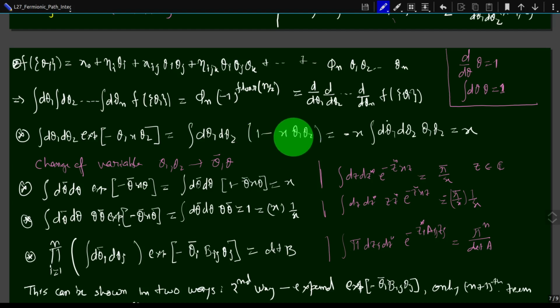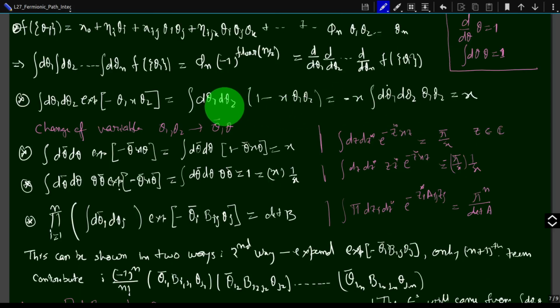If I perform the integral over the two dimensions as we saw earlier, the first term gives me 0, and the second term has a minus sign, but then theta 1 and theta 2 are in the opposite order, so it basically gives me x. Now if I change the variable from theta 1, theta 2 to a complex variable, the same result holds, because nowhere did I assume the reality of theta 1 and theta 2. So I write theta bar and theta, perform the same set of things, and I get the same result x.